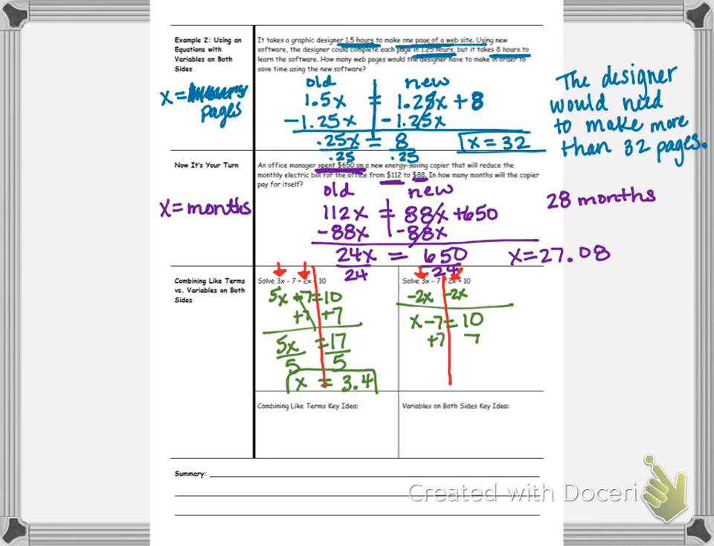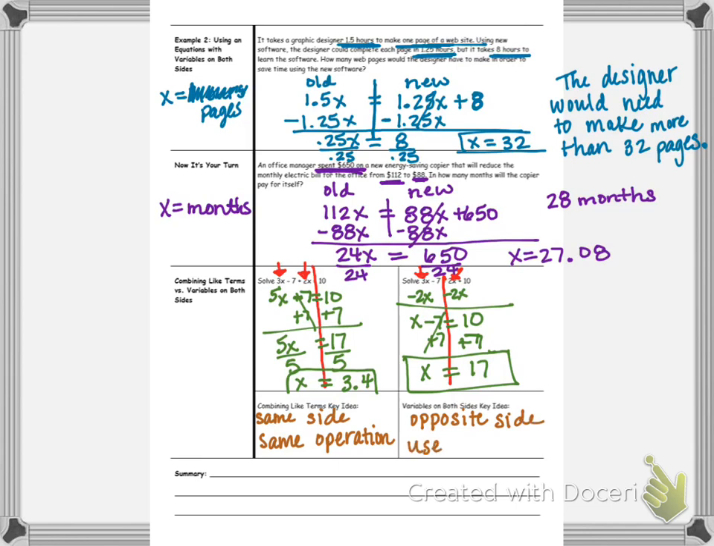Add 7, x equals 17. So we could say that if it's the same side, you do the same operation. And we can say if it is the opposite side, so if your variables are on the opposite side, we use the opposite operation, which we also know as inverse. But I would say opposite operation.